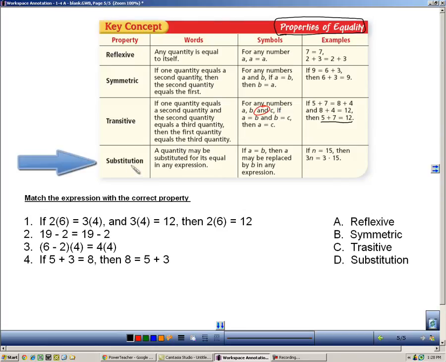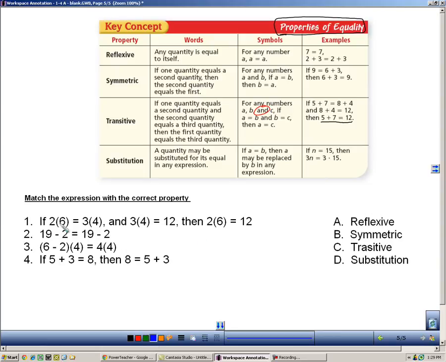The last one is the one that's used probably more than anything else. If you don't know what property it fits into, it's probably going to be substitution. It just says that you can substitute any value that's equal in for another. So in other words here, in 3n, instead of n, I can use a 15 because n equals 15. So I can substitute 15 in for n. That's all it says. So let's go down here and do this matching exercise.